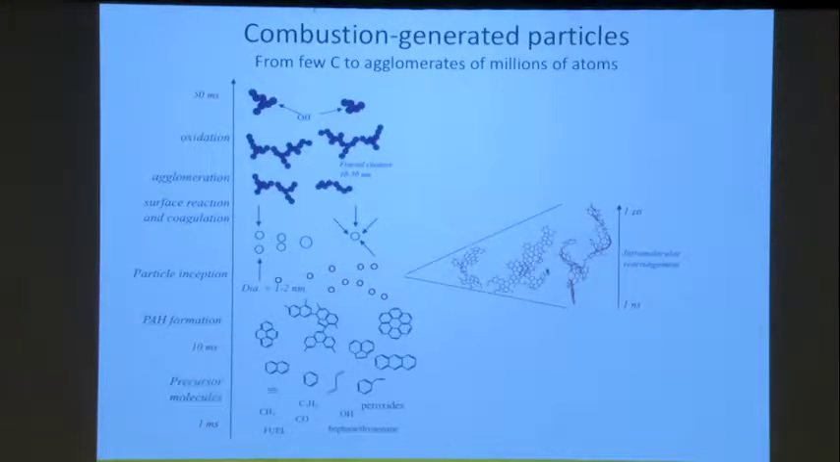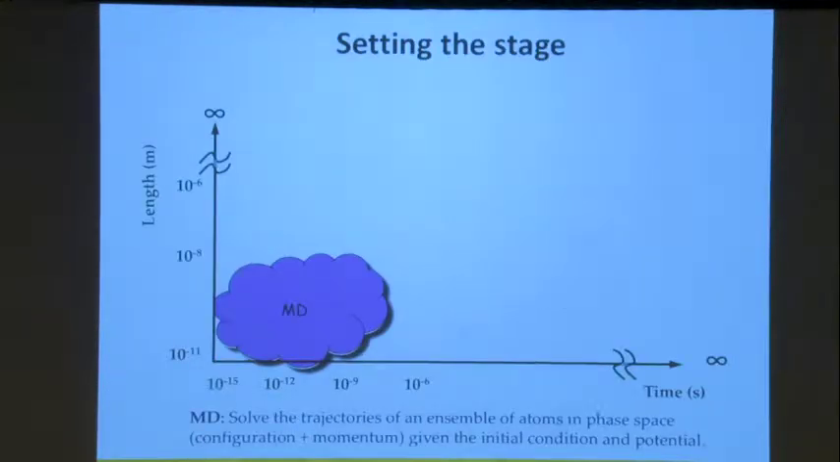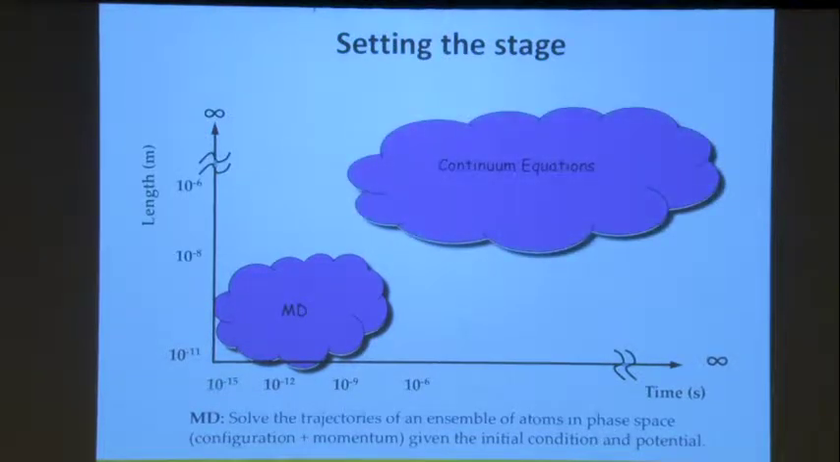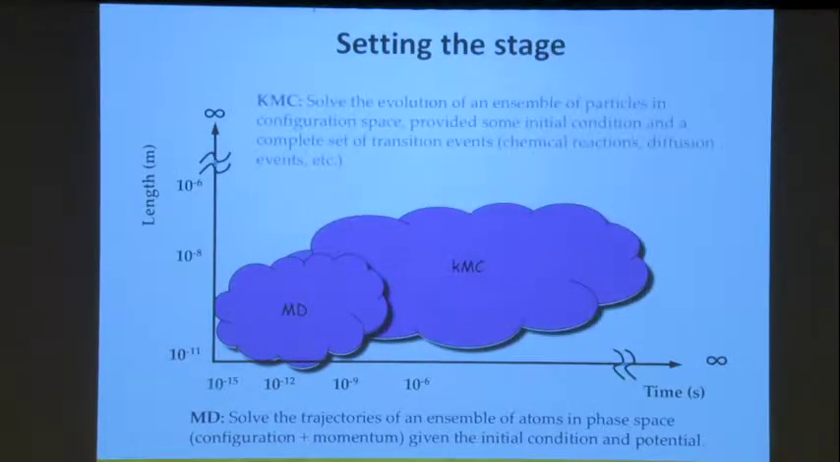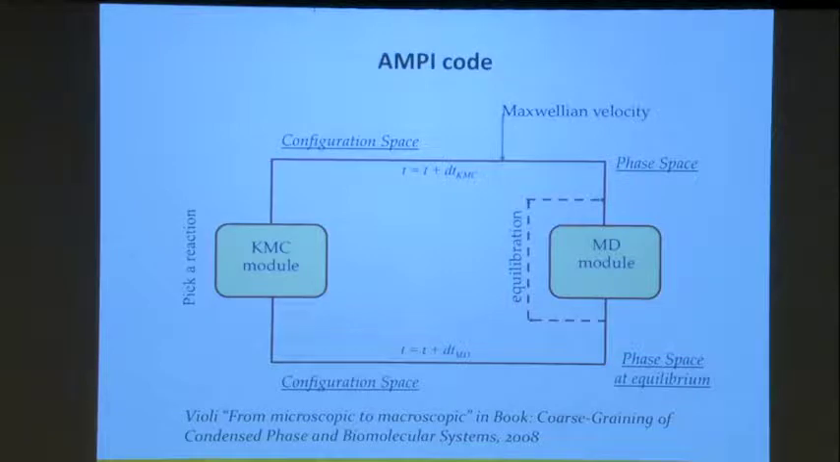With this kind of desire comes the problem because of the time scale. So MD brings me up to a certain size and time. Continuum is now what I wanted. And so we decided to do initially a combination. There was a kinetic Monte Carlo and a molecular dynamics. And this is what they call the AMPI code. That was a few years ago.